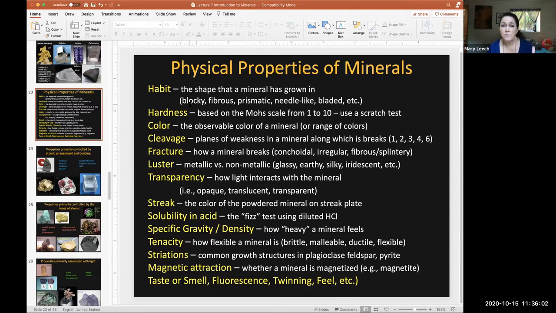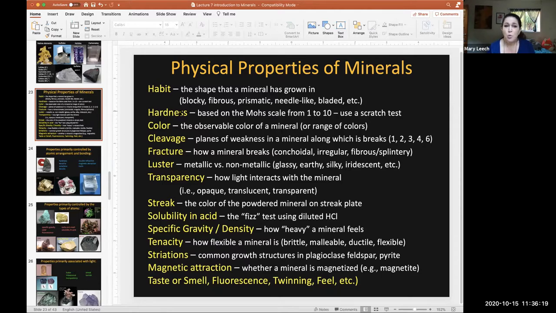And there are lots of terms for habit. Like you could describe the habit of one of those rounded garnets. If it's not a dodecahedron, if it hasn't grown in that nice prismatic shape, you can just call it rounded, and that's a habit.